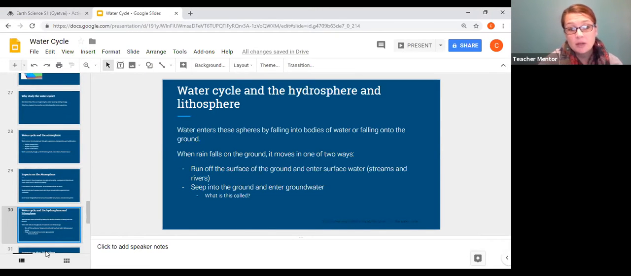Okay, so the water cycle and the hydrosphere and the lithosphere. Water enters these spheres by two routes. It can fall into bodies of water and join the hydrosphere, or it can fall into the ground and seep in, which is going to enter the lithosphere. So again, when rain falls on the ground, it can move in one of two ways. It can run off the surface of the ground and enter surface water, for example the oceans, streams, rivers, and lakes. Or it can seep into the ground and enter groundwater.